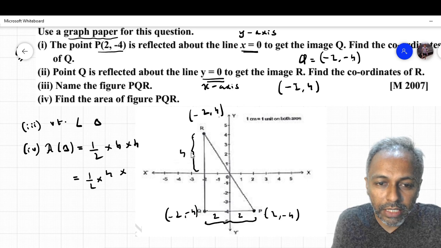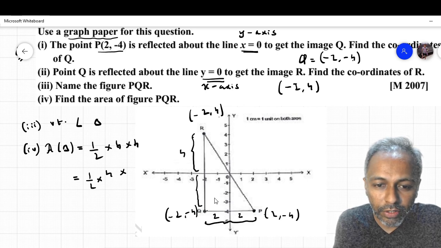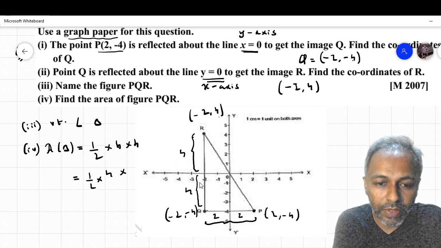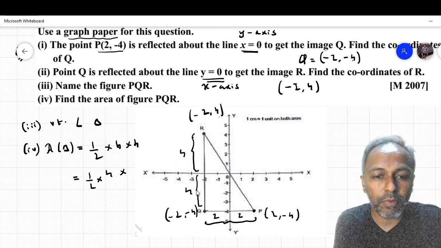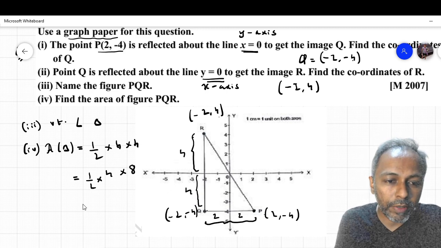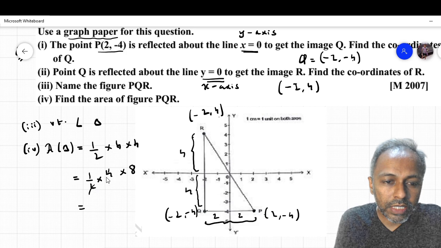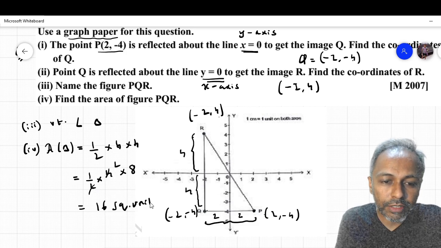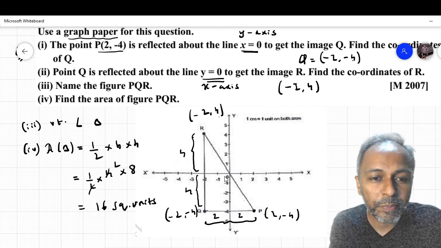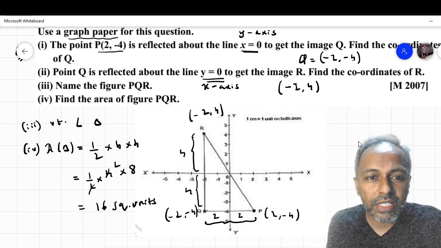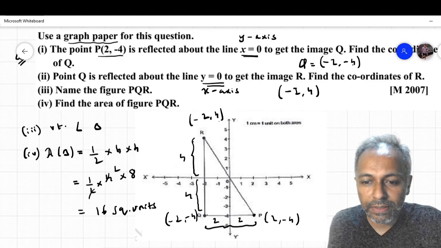and height is 4 up, as you have the y coordinate of R is 4 and you have Q's y coordinate -4. So let's take 4 down, length let's take it positive. 4 and 4 will become 8. 2 ones are 2, 2 twos are 4, so the answer is 16. And don't forget to mention square units as it is area. So such questions can come for 4 marks.